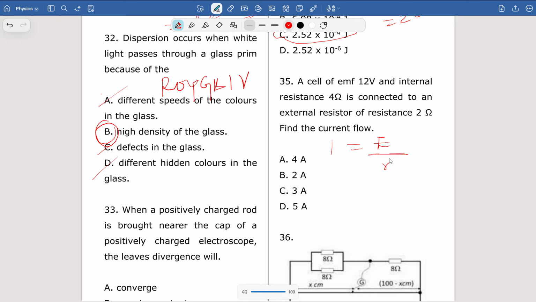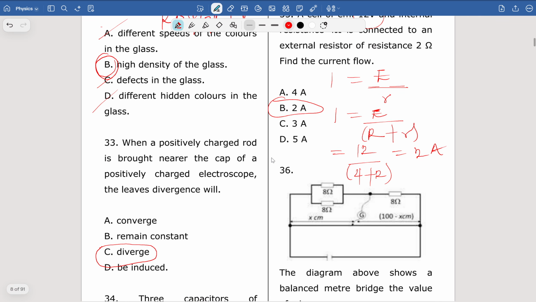So that is for a normal cell when no external load or no external resistor is being attached. When you have an external load or external resistor attached, it becomes I is equal to E over the external resistor plus the internal resistance. So this gives your EMF, that is 12 volts. So 12 divided by internal plus external, that's 4 plus 2. That is 12 divided by 6, and you have 2 amperes there. So you expect option B to be your correct answer.